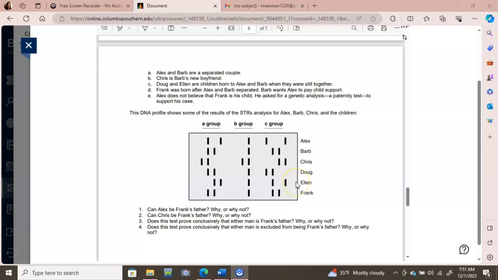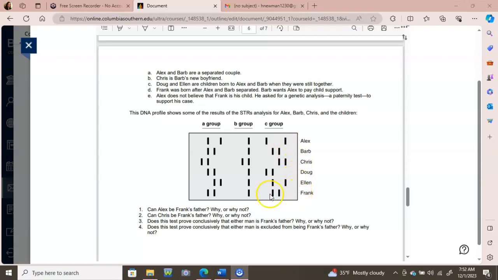The same thing holds true for Ellen when you look at her copies. It looks like this one is from Barb, and this second copy is from Alex. Same is true for the B group. Again, she's homozygous, so she probably got one of these from each parent. And when you look at the group C locus, she got this one from Barb, and this one on the far right would be from Alex. So it also looks like she is a legitimate child.